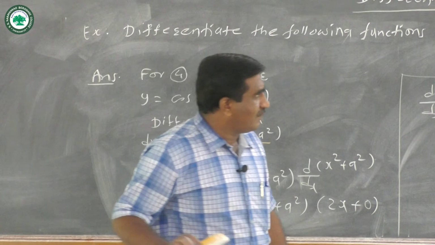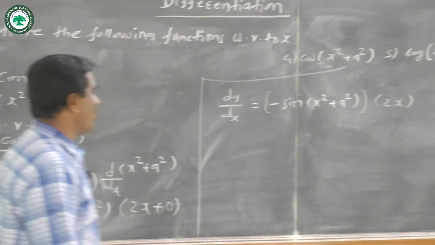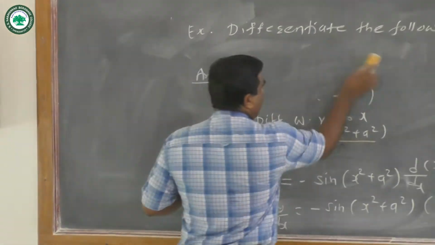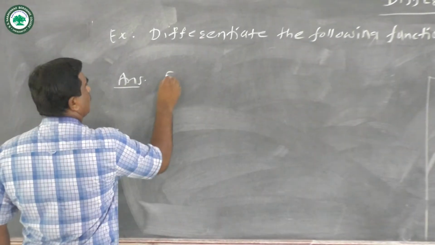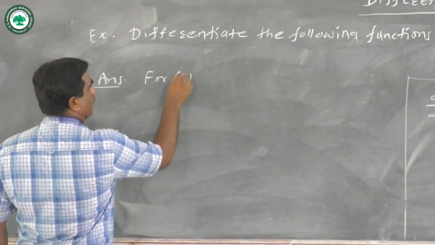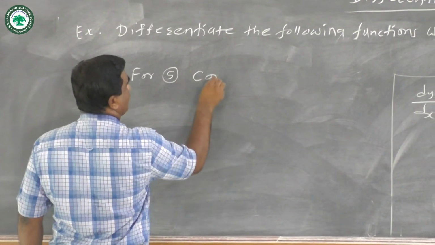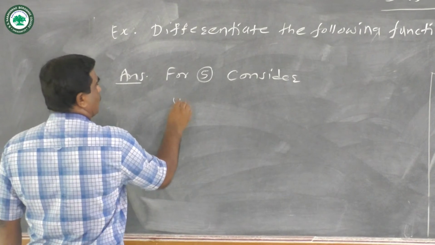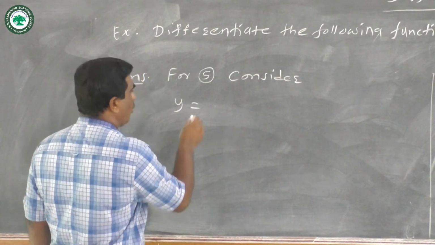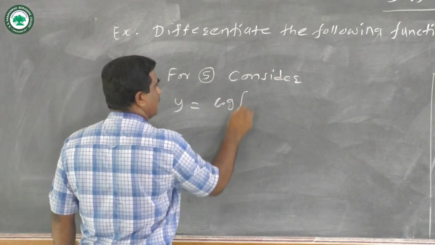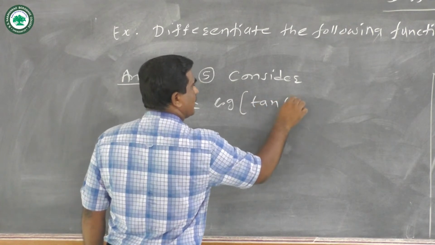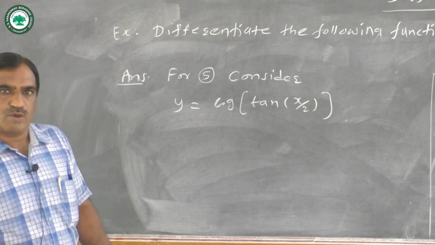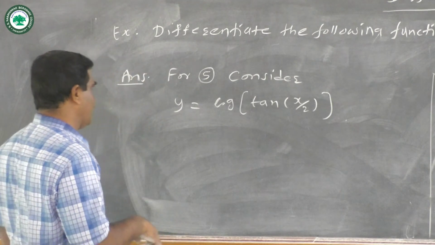Now the last example, example number 5, log of tan of x by 2. Answer for the fifth example: again consider the given function as y. That is, y is equal to log of, in bracket, tan of x by 2. This is also a double composite function. How to find the derivative of this function?